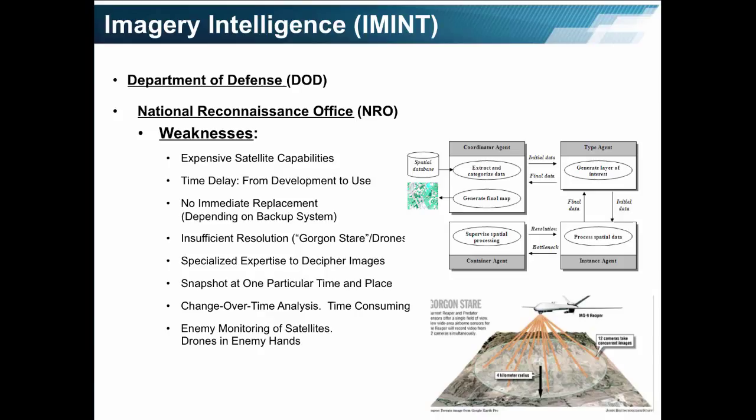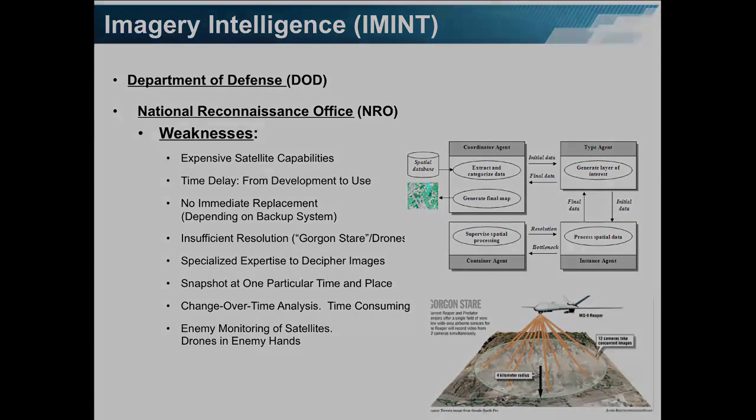They require specialized expertise to decipher and read the images. They provide a snapshot at one particular time and place. Again, this may be overcome by the ability of the surveillance drones that, as I said, can look and monitor a whole area over an extended period of time. They provide for change over time analysis. This is how an area can change over a long period of time. It is time consuming and costly. Also, the enemy may also have monitoring satellites, or the drones may fall into enemy hands.